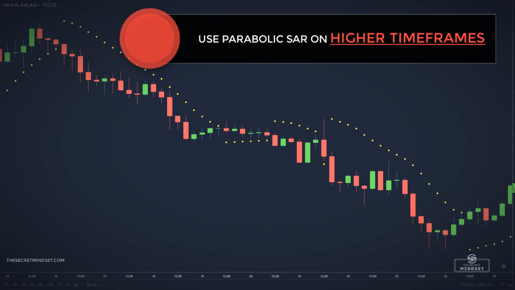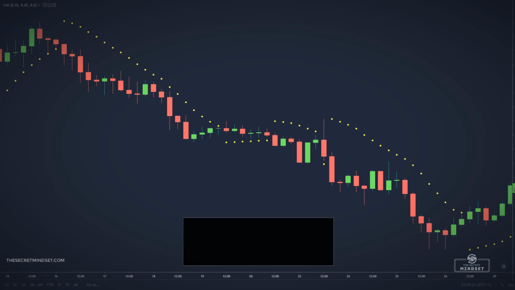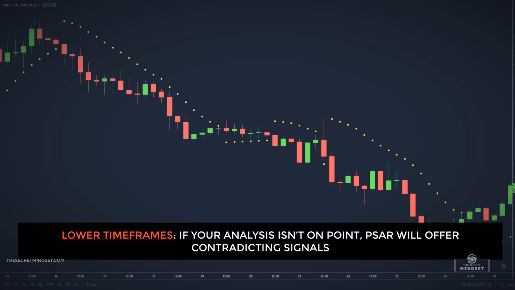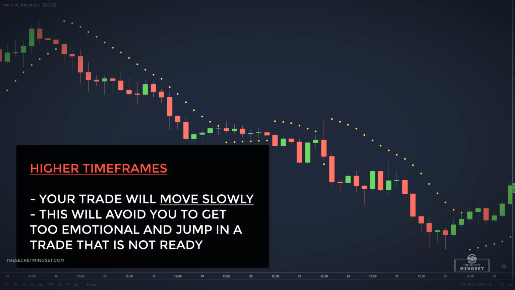Trading the Parabolic SAR on a lower time frame will allow you to find a lot of trades every day. Everything is faster with a lot of noise. If your analysis isn't on point, the SAR might offer contradicting signals in a span of a few hours or minutes. On higher time frames, your trade will move slowly.